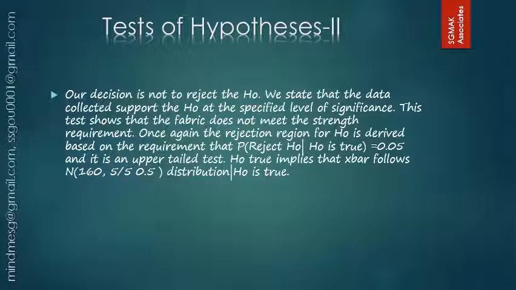Once again, the rejection region for null hypothesis is derived based on the requirement that the probability of rejecting the null when it is true is 0.05, which is our type 1 error. And it is an upper tail test. Null hypothesis true implies that the X bar follows a normal distribution with a mean of 160 and a standard deviation of 5 divided by square root of 5.